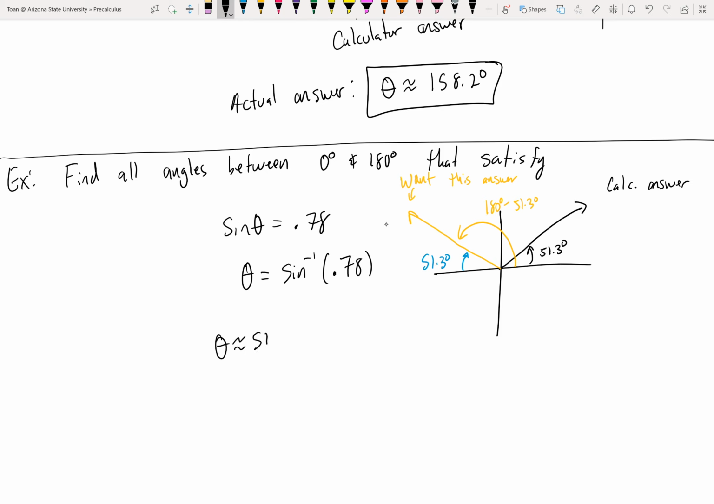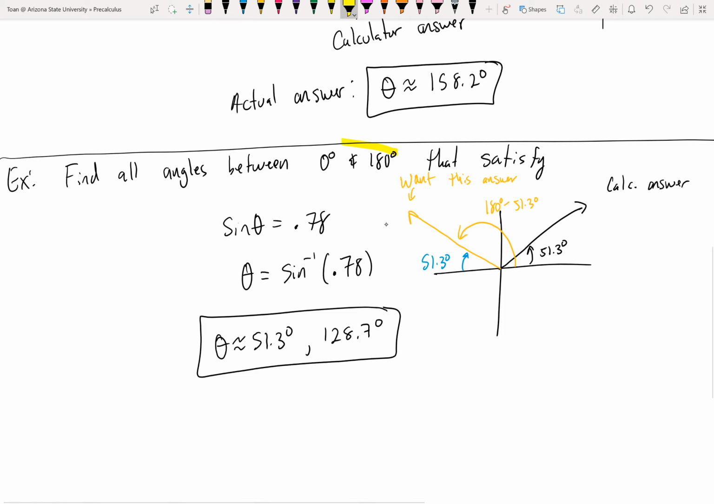It's about 51.3 degrees, and it's about 128.7 degrees, right? So just be careful. We know that we have two answers in this case within the parameters of the question, because it won't always be 0 to 180 degrees, it'll be whatever it tells you. Since this expression, this answer that we got, says sine must be positive, we know sine is positive in multiple quadrants, therefore we will have multiple answers.